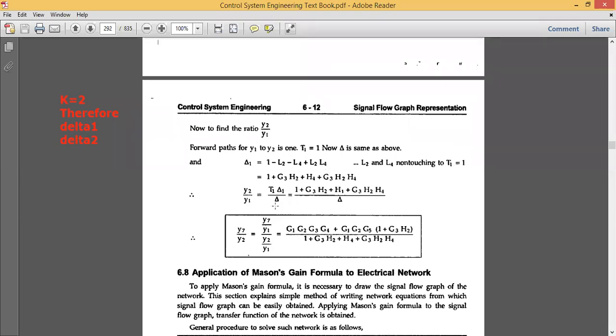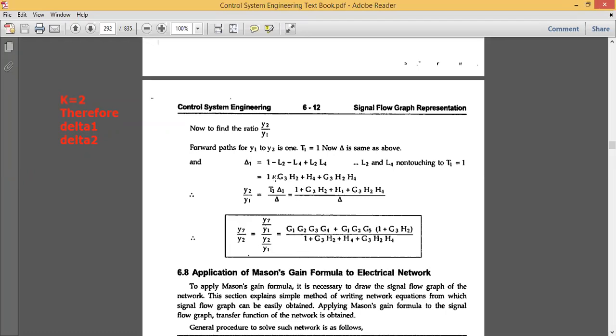So therefore the overall transfer function of y2 divided by y1 is given in terms of T1 into delta 1. So what is T1? T1 is equal to 1 itself, multiplied by delta 1. So what is the delta 1 here? It is 1 minus L2 minus L4, because L2 and L4 are non-touching. So they have taken 1 minus L2 minus L4 plus the product of these two non-touching loops. So therefore they have taken this value.